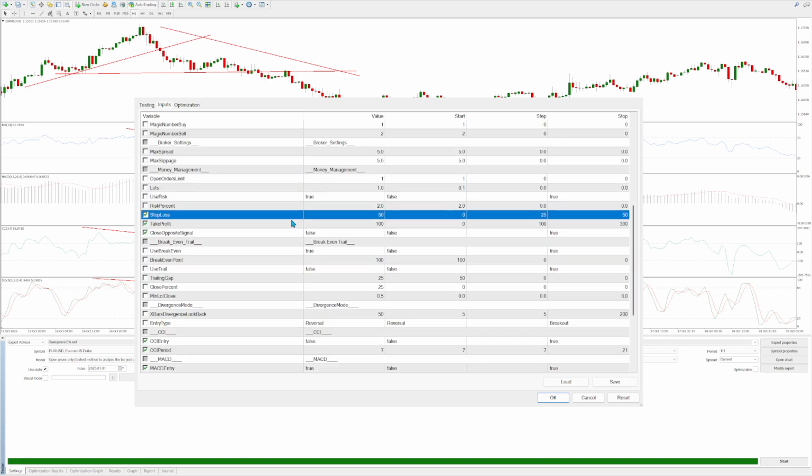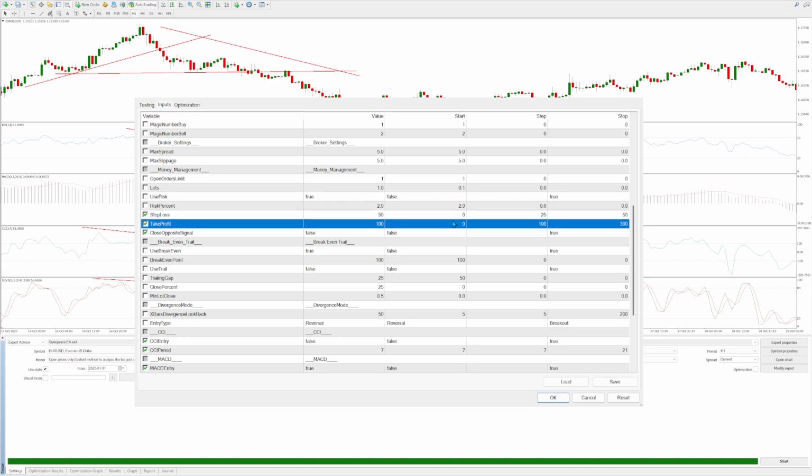So if we just go stop loss, we'll start at 0 for that because we can always have the close on opposite signal option. We'll step at 25 and we'll stop at 50. Basically, this will start a stop loss at 0, sorry, and step at 25 and stop at 50. So your stop loss will be tested 0, 25, and 50. Take profit, if we start that at 0, step at 100 and stop at 300. This will test the take profit of 0, 100, 200, 300. Again, because we're starting at that value, we're stepping up at 100 and stopping at that. So do every possible combination.